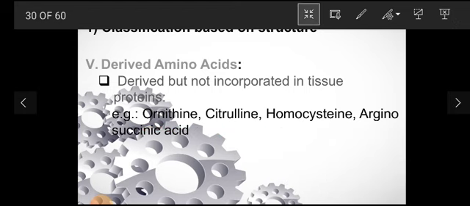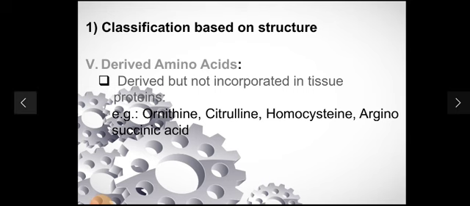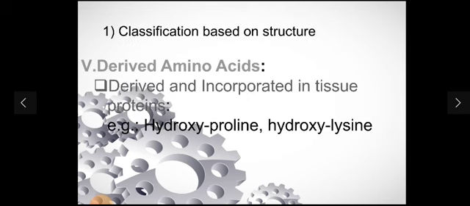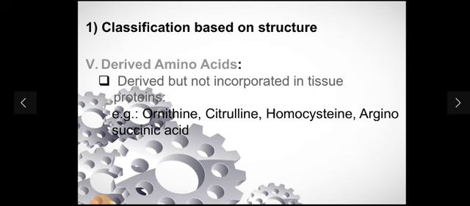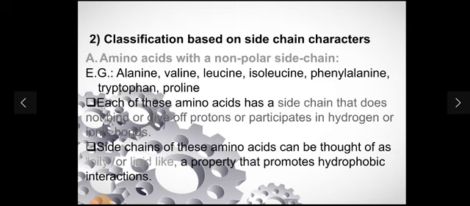Now another thing you're going to do is draw the structures of ornithine, citrulline, homocysteine, and adenosinic acid. You have to draw the structure of each and every one of them, including the structures of hydroxyproline and hydroxylysine. You have to draw the structures. So those are when you want to classify them based on what you see in their structures.